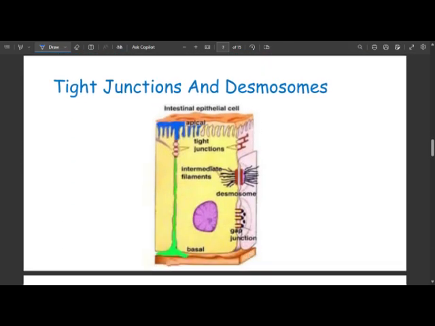All right, then this is another picture showing you your tight junctions and your desmosome. Like I said, it looks like a spot weld there with your intermediate filaments coming out like that, and then your tight junctions. These are occluding junctions, which do not allow any material movement between the two cells.